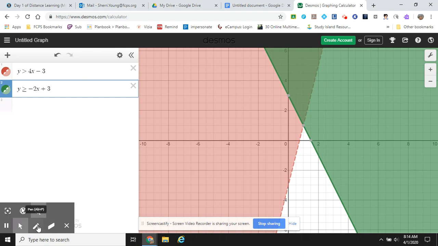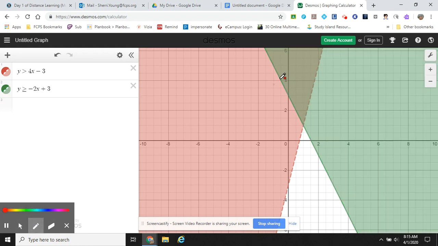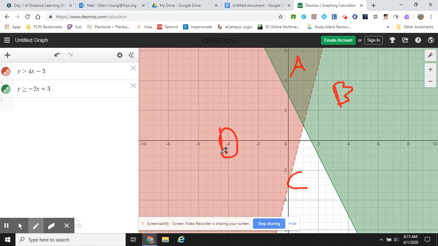So on a quiz or test question, it might put A, B, C, D. And the question might say, please tell me which region is the solution to the system of inequalities, and is it A, B, C, or D? And then you would have to select the right one. I know, I'm just being silly. I just wanted to make sure you knew how to do that. And so for this one, you would select A.